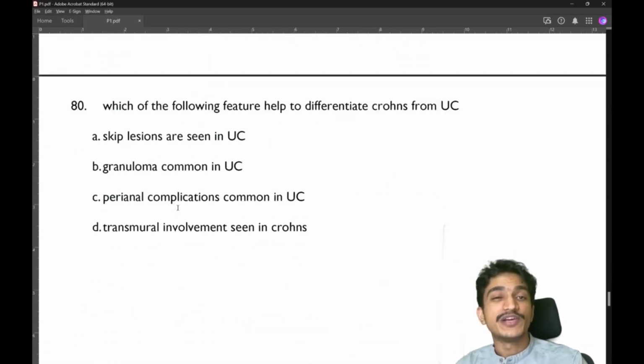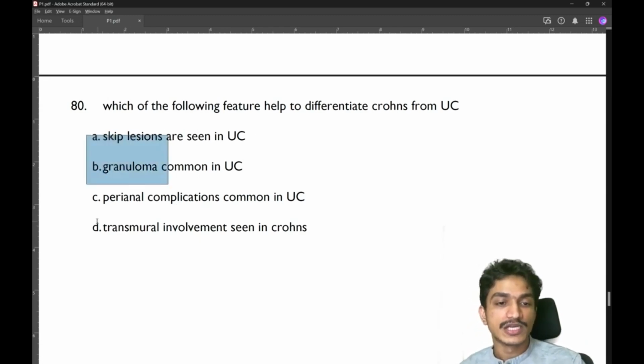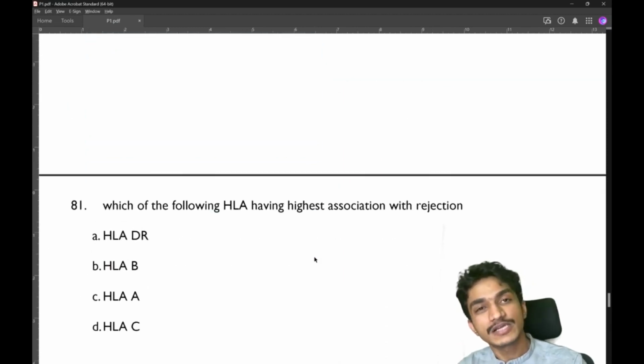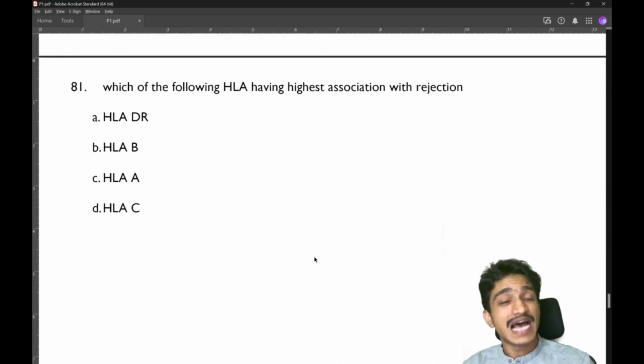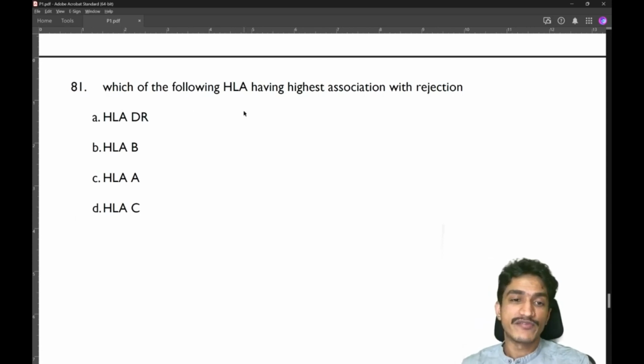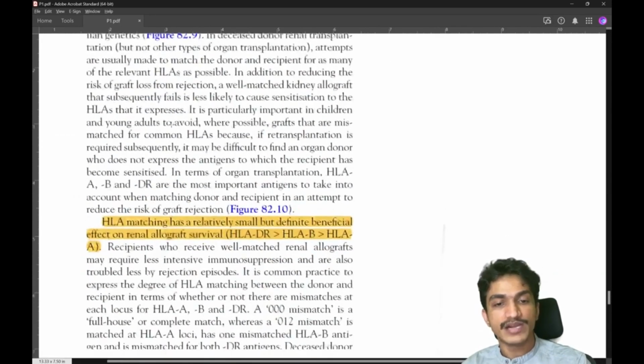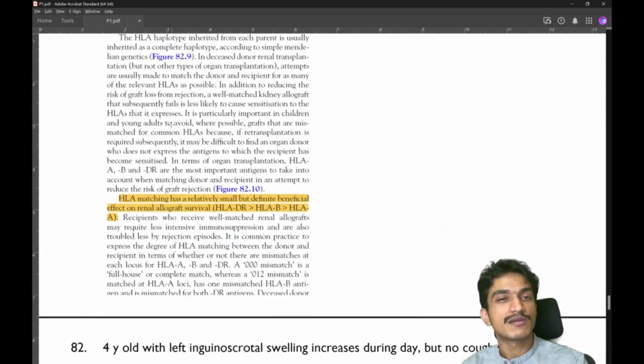Now, which of the following features helps to differentiate between Crohn's and ulcerative colitis? Very straightforward. Skip lesions in Crohn's, granuloma in Crohn's, perianal disease in Crohn's, and transmural involvement is only seen in Crohn's. So A, B, C are incorrect. Here the answer should be D, that is transmural involvement is seen in Crohn's. Now, which of the following has high association with rejection? Very straightforward. The answer is HLA-DR according to Bailey 28th edition, that DR more than B, more than A, more than C.